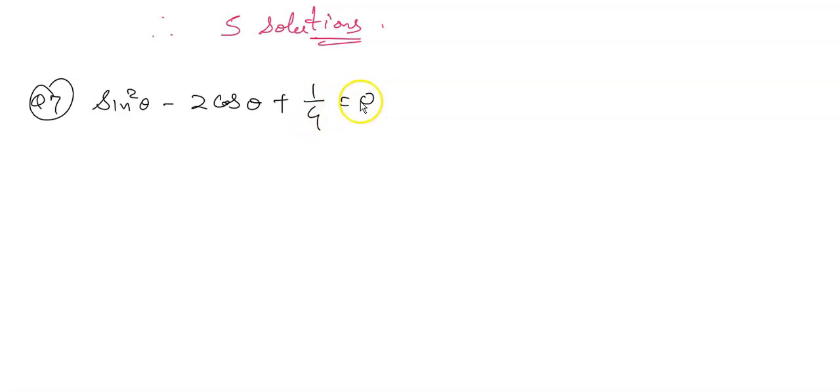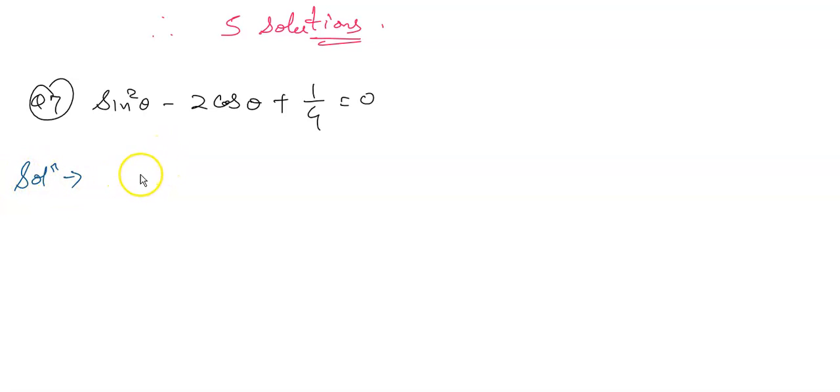Then next question, question number 7. If sine square theta minus 2 cos theta plus 1 by 4 is equal to 0, then the general value of theta is. So what we are supposed to find is the general value of theta.